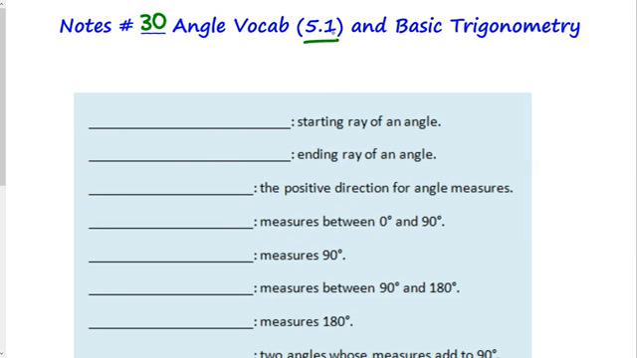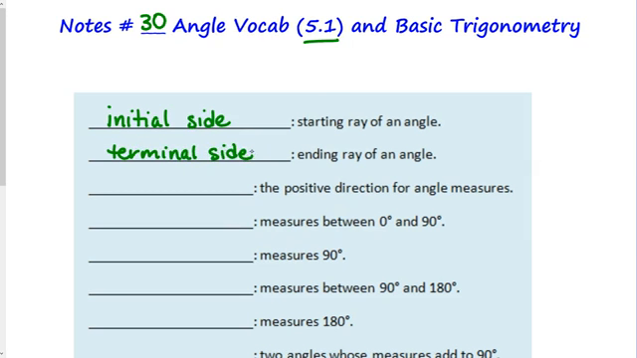Okay, the starting ray of an angle is known as the initial side. The ending ray of an angle is known as the terminal side. I will illustrate these in just a minute.